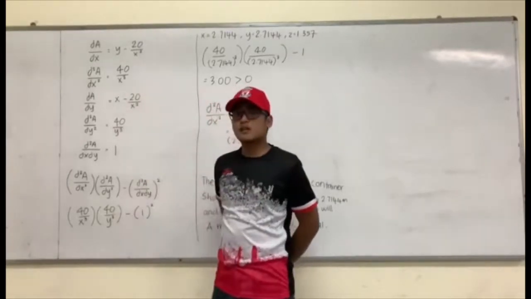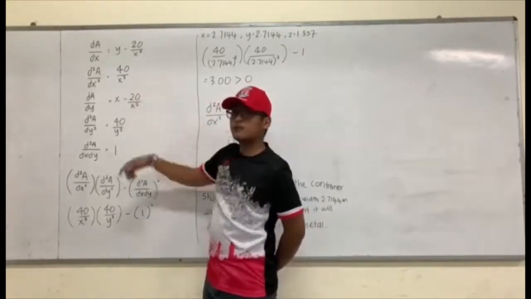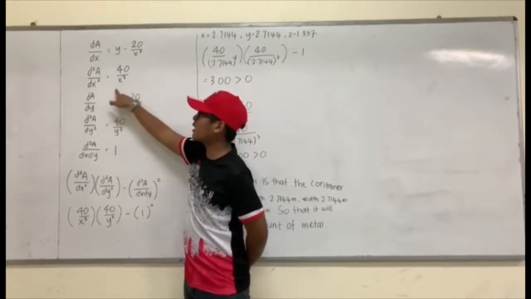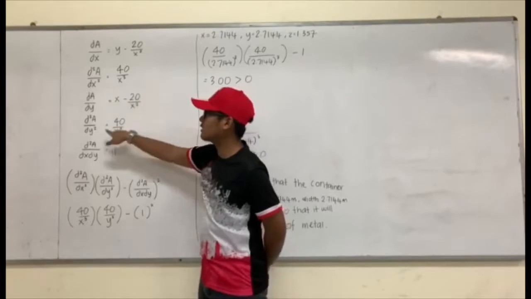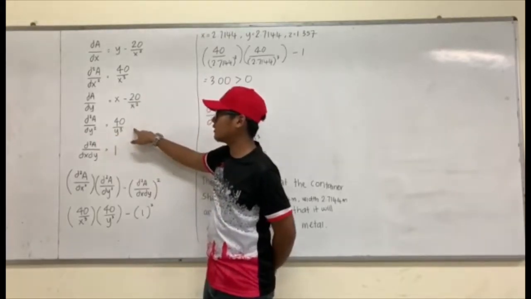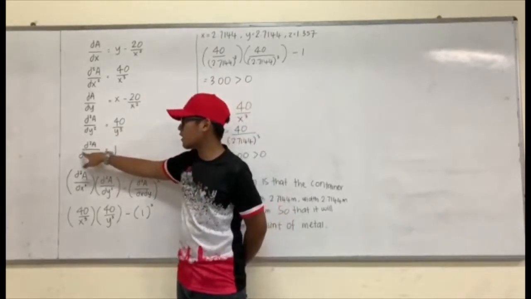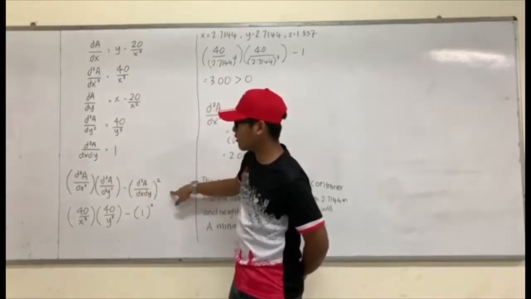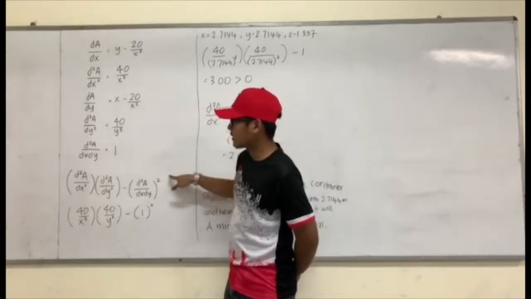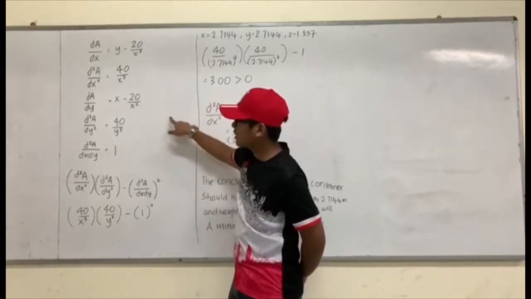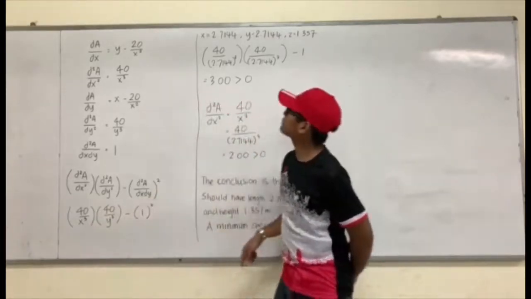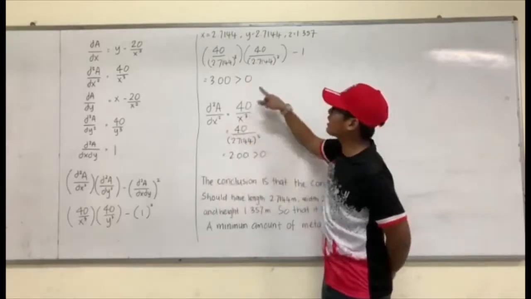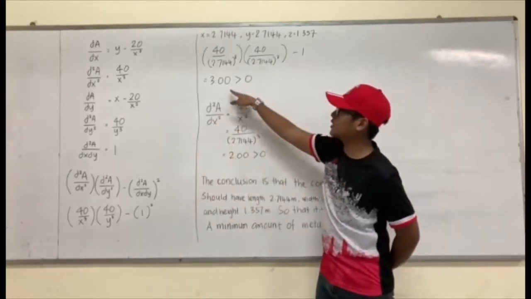We need to find all the second partial derivatives. By using the first partial derivatives, we can get that del squared A over del x squared is equal to 40 over x cubed. Del squared A over del y squared is equal to 40 over y cubed. And del squared A over del x del y is equal to 1. This is the formula for the second derivative test. And then we will substitute all the information that we get into this equation, and we substitute the value of x and y at this equation. We can get 3.00.